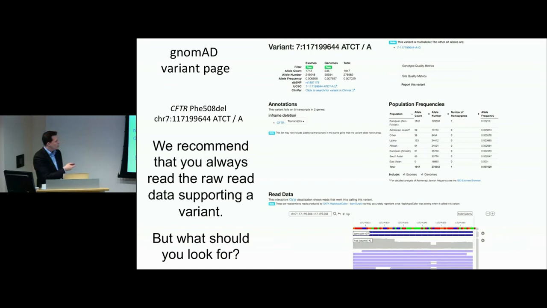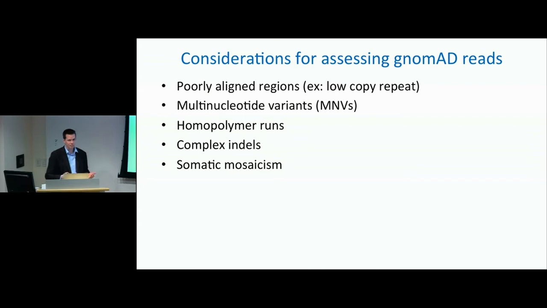So we recommend, in general, if you're interpreting a variant, that you actually look at this read data down here. But it's worth spending a little bit of time digging into what you should actually be looking for. And we look at a lot of different things when we assess a particular variant. So we look, for instance, is it found in a poorly aligned region? I'm not going to spend a lot of time talking about that, but there are chunks of the genome, not many of them overlap the exome, but certainly in non-coding regions in particular, where the region is highly repetitive and interpreting variation is challenging. There are multinucleotide variants, which I'll show in a second, and complex indels, which I'll also show. And then, of course, you also have to keep an eye out for the possibility of low-quality variants or somatic mosaicism, which can look actually quite similar.